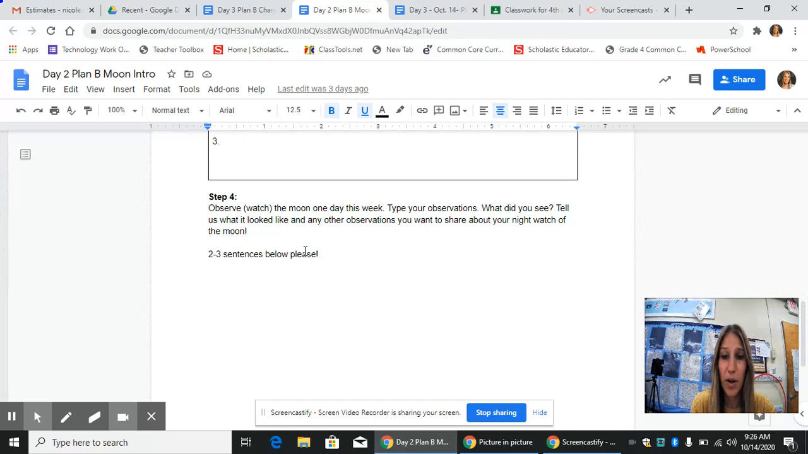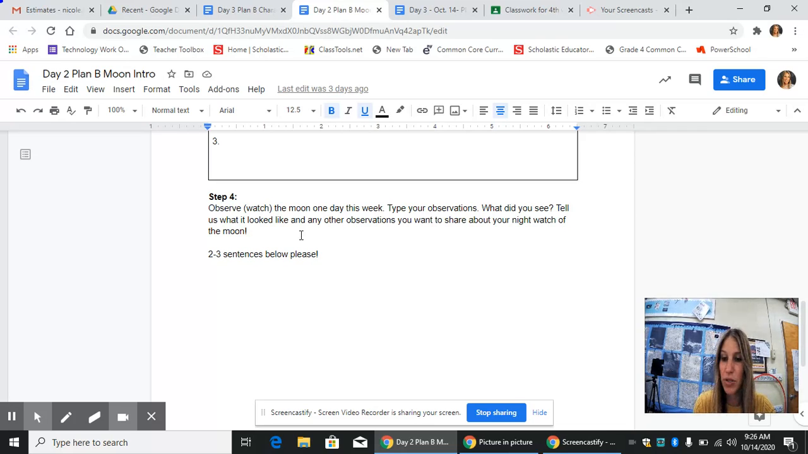And then step number 4. It says observe, which means watch or look at the moon one day this week, just one day this week. And remember, the sun is setting earlier, so you should be able to see the moon in the sky around 6:45 or 7. It says type your observations. What did you see? Tell us what it looked like and any other observations you want to share about your night watch of the moon.